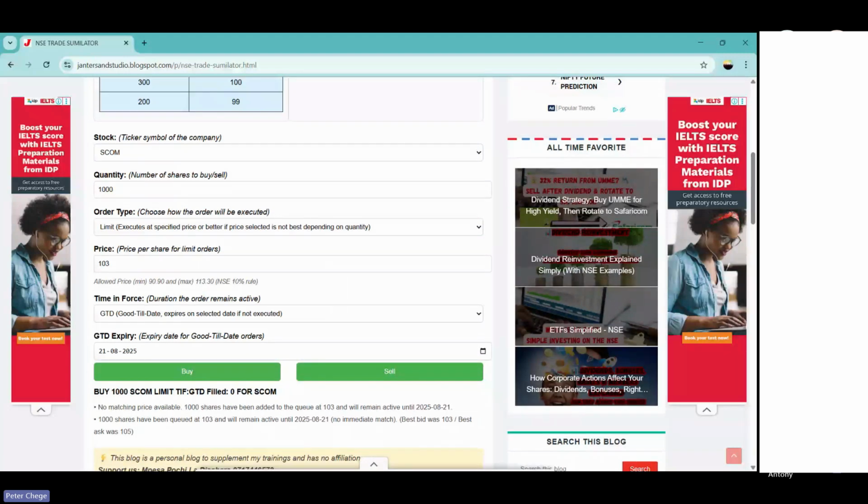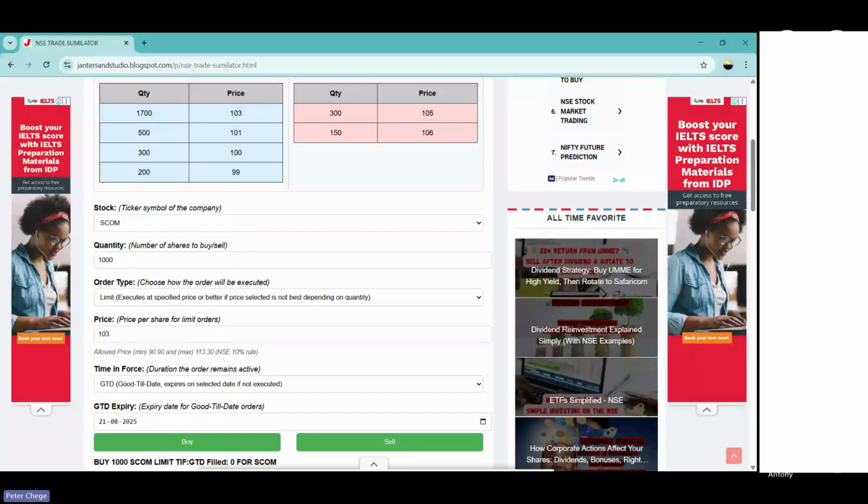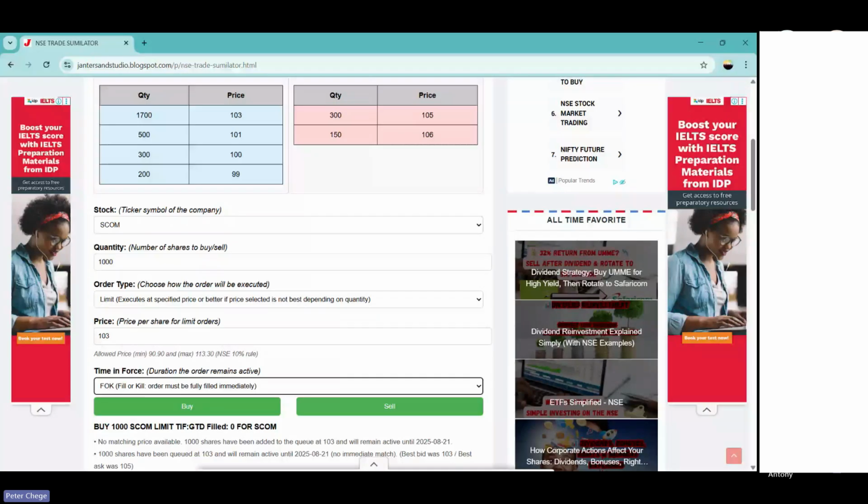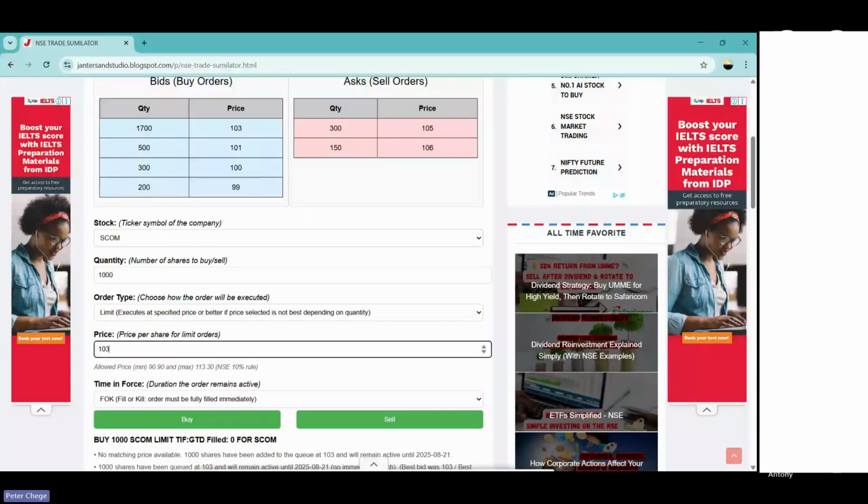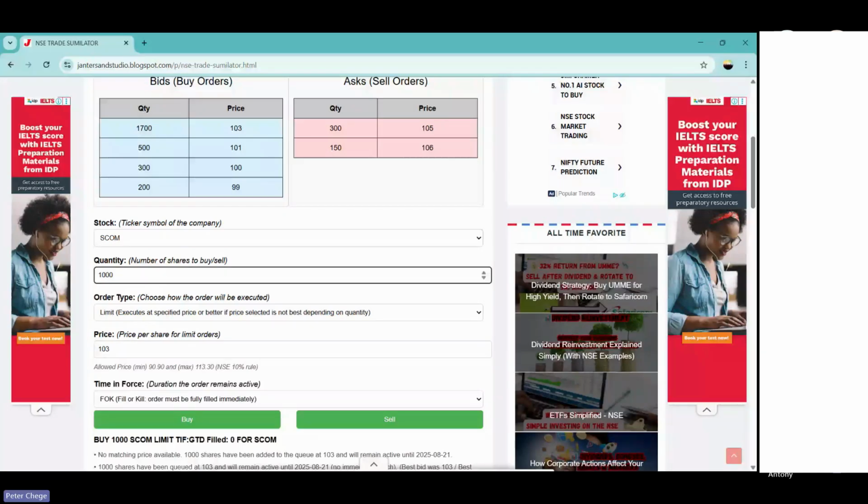Let's go to the next order type, fill or kill. I want first to submit 1,000 at 105 to buy. Let's do a sale order at 103 for 2,000. Notice at 103, when I'm selling, I can only get 1,700. And fill or kill, we said, order must be fully filled immediately. So if I submit sell, notice nothing happens on the order queue. If you go to the explanation, order cannot be fully filled.